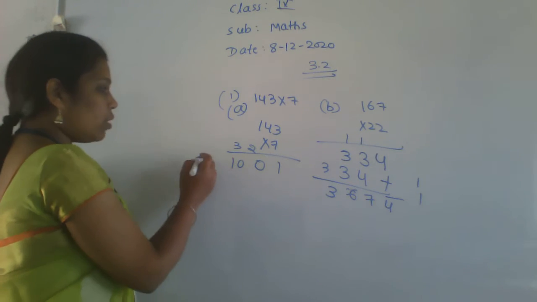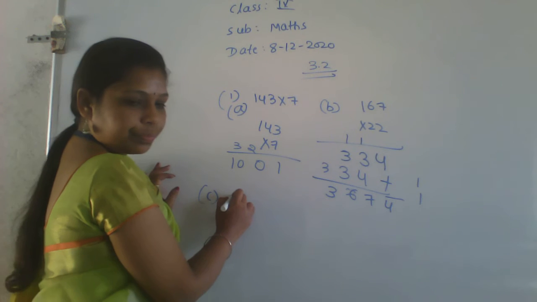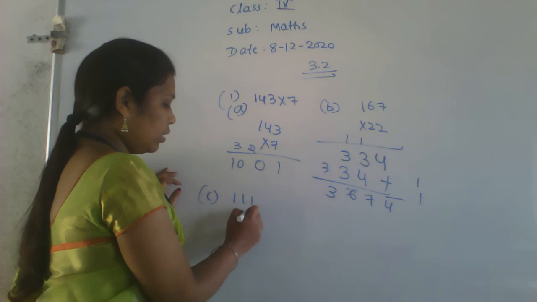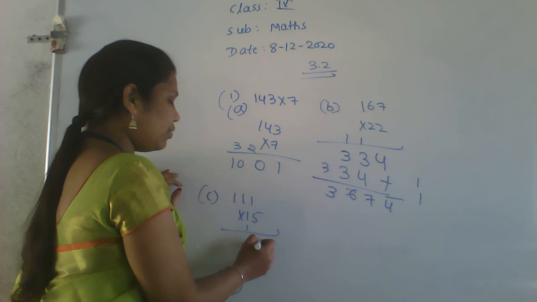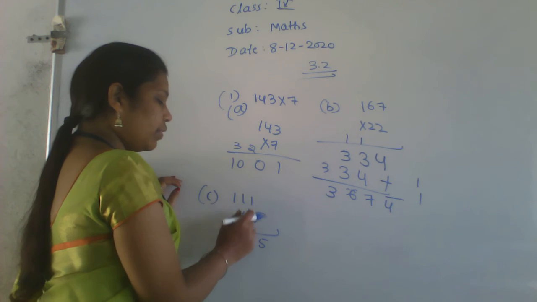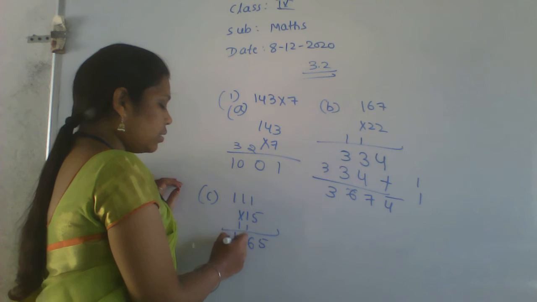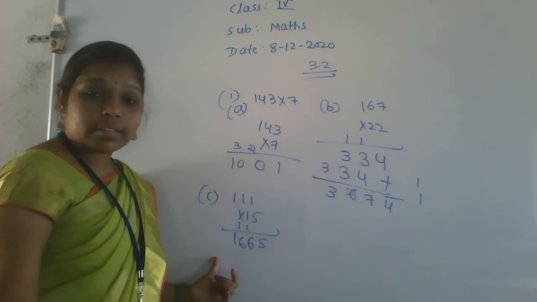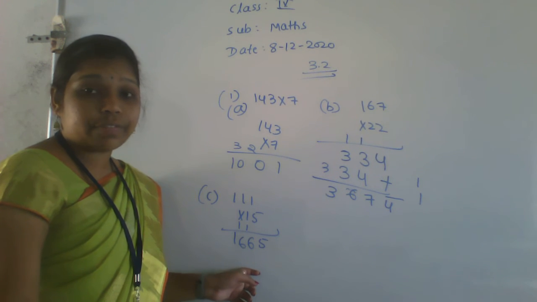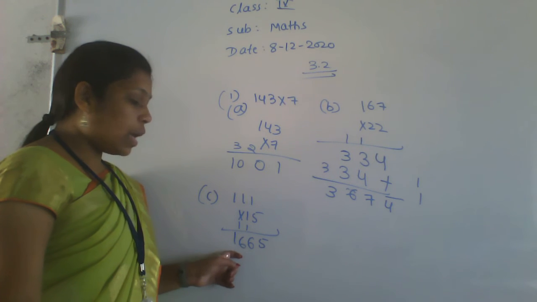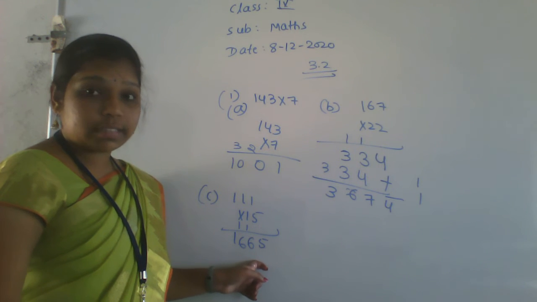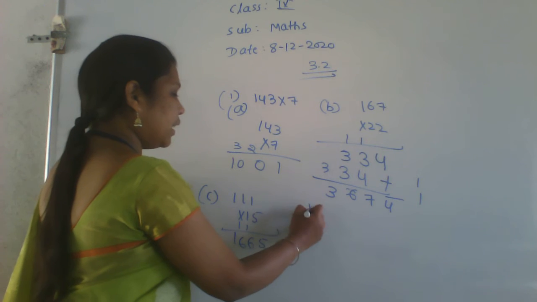So next go for the 6th problem. 111 into 15. 15 ones are 15. 15 ones are 15, 15 plus 1 is 16. 15 ones are 15, 15 plus 1 is 16. What is the answer? 1665 is the answer.